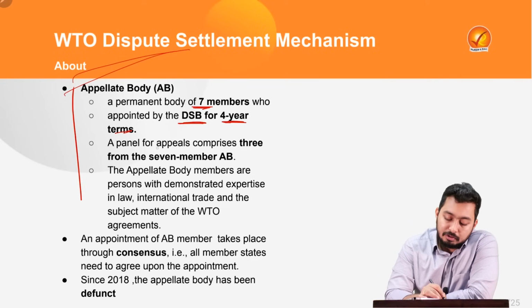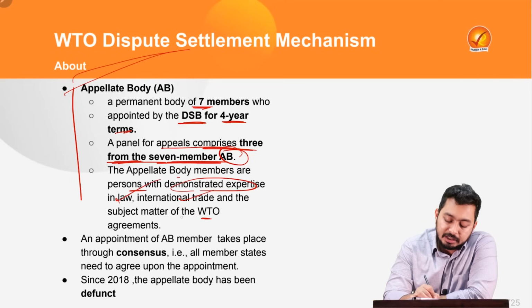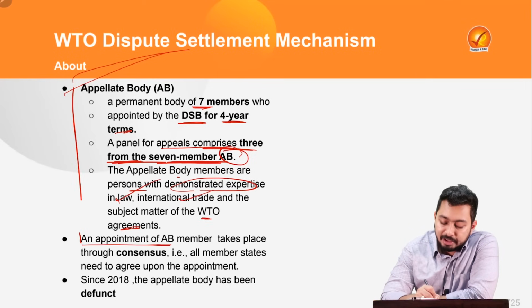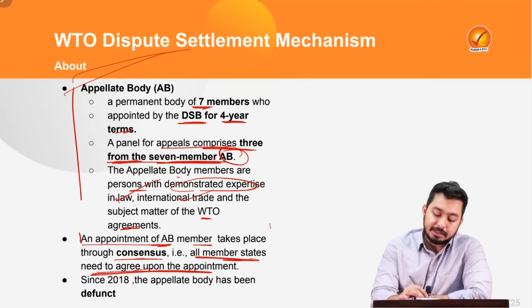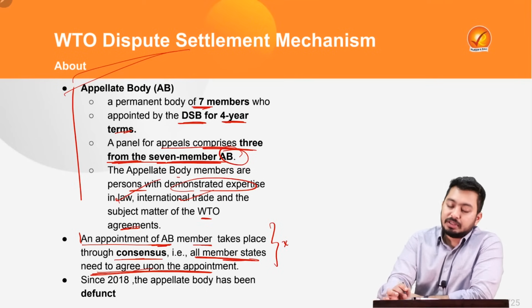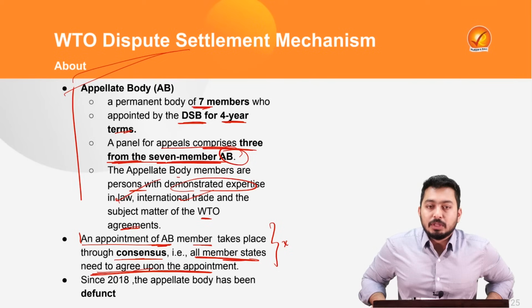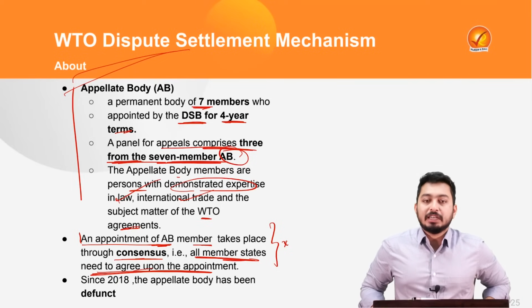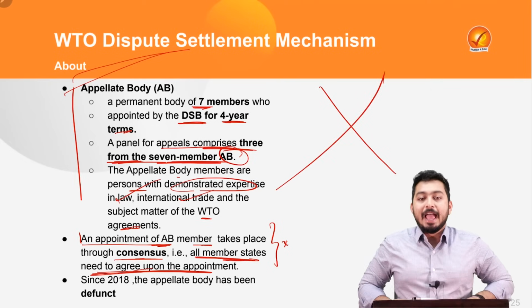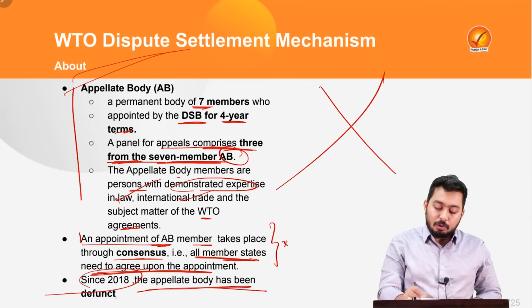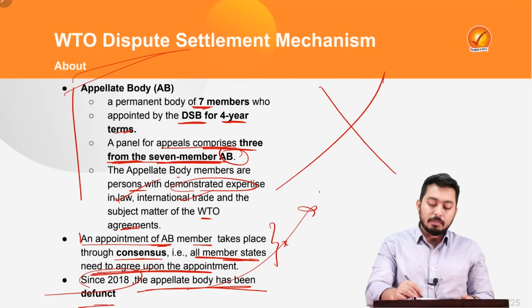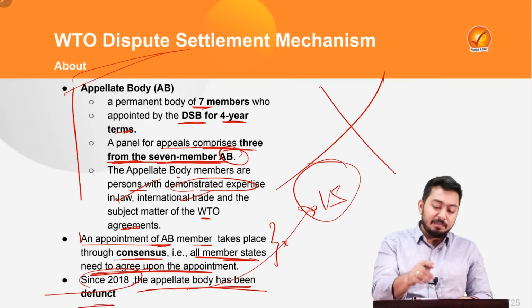Now, a panel for appeal comprises 3 from the 7-member AB. The appellate body members are persons with demonstrated expertise in law, international trade, and the subject matter of WTO agreements. Very important, the appointment of an AB member takes place through consensus. That is, all member states need to agree upon the appointment. Now, this particular clause is being used by the US because the US feels that the DSB and the appellate mechanism have been skewed against its favor, and the US is not happy with a lot of judgments coming from the dispute settlement body. So what it has done, it has virtually nullified the DSB appellate body, the AB, right? And since 2018, the appellate body has been defunct. Defunct by whom? By the United States.